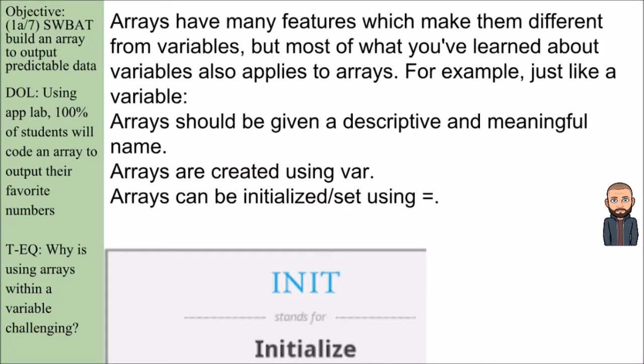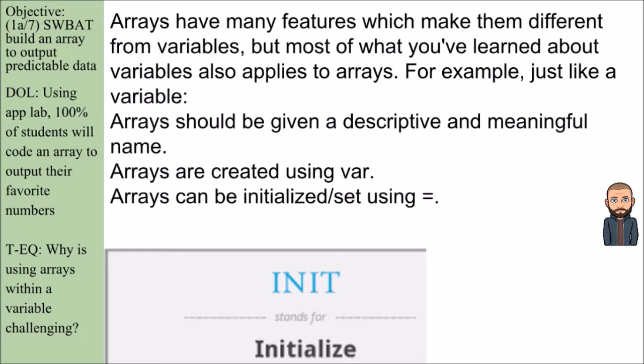So some things you should know before we start practicing. Arrays have many features which make them different from variables, but most of what you've learned about variables will also apply to arrays. For example, just like a variable, arrays should be given a descriptive and meaningful name. My example just now was my favorite basketball player, so maybe naming that variable my player would work. You notice right there I just used the word variable to describe an array. Well, that's how arrays are created, using the word var. So there's another big similarity.